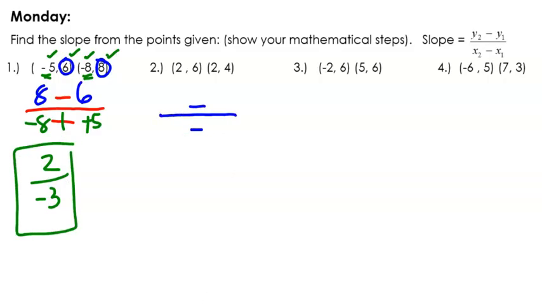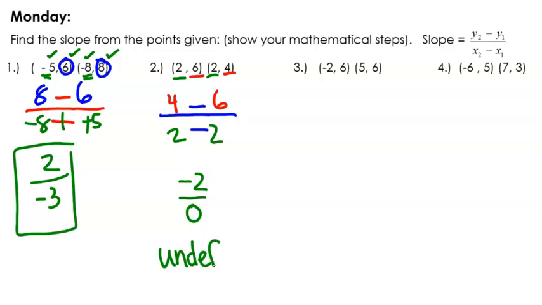Same thing for the next question. A giant subtraction fraction, then y minus y over x minus x. This time, we get a 0 in the denominator. And anytime you have a 0 in your fraction, you have to go one step further and interpret it. A 0 in the denominator is undefined.